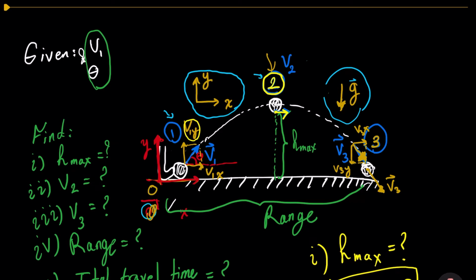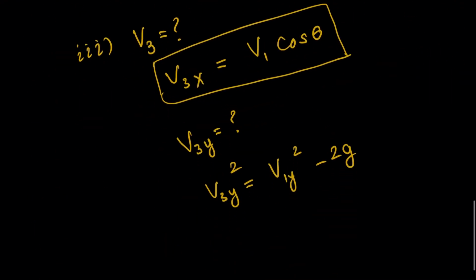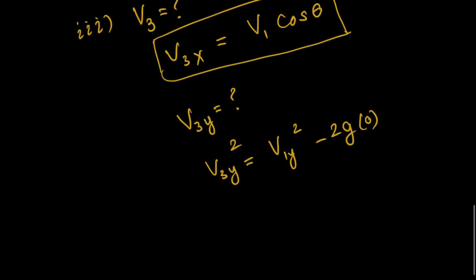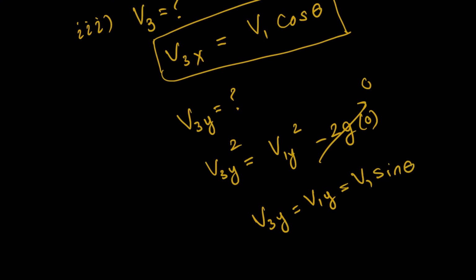I'll go ahead and delete this extra piece here. So the origin is chosen right here, and therefore that's 0. So 2g times 0. Guess what happened? This is 0, so the v3y magnitude is the same as the v1y magnitude, though you have to enforce the sign here, which is the same as v1 sine theta.